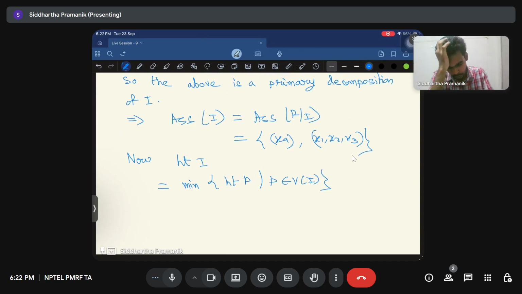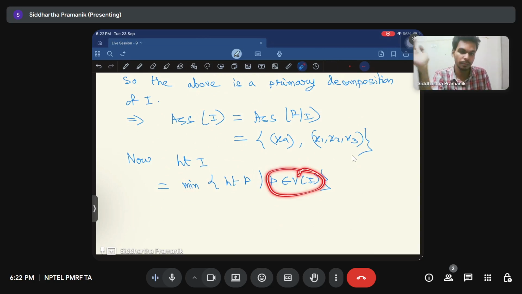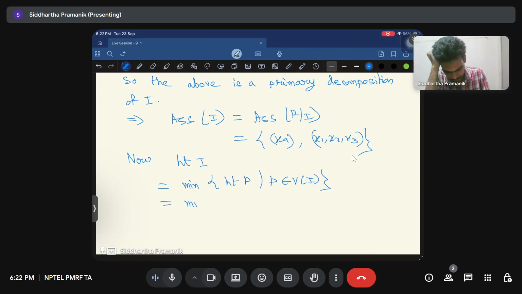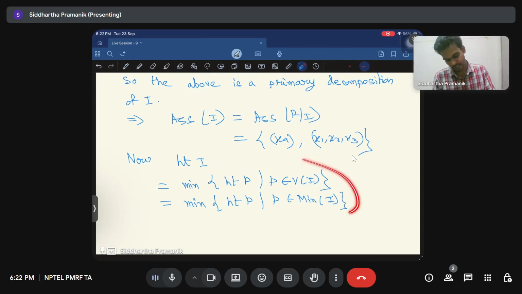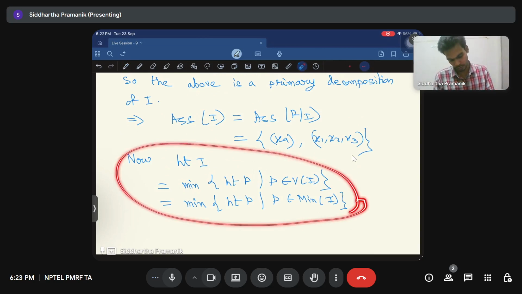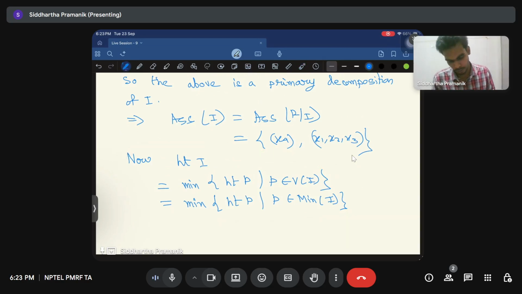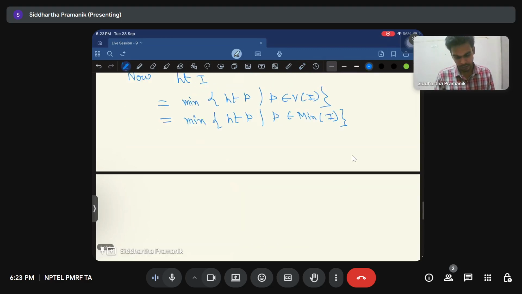So we need to take the minimum, right? We can vary this over only the minimal primes also, so we can have a smaller collection. So this is the same as the minimum of height of P such that P belongs to minimal primes of I. This is a general situation. We can apply this in any case, but I'm writing it here because I will be using it here, or maybe in the next problems also.